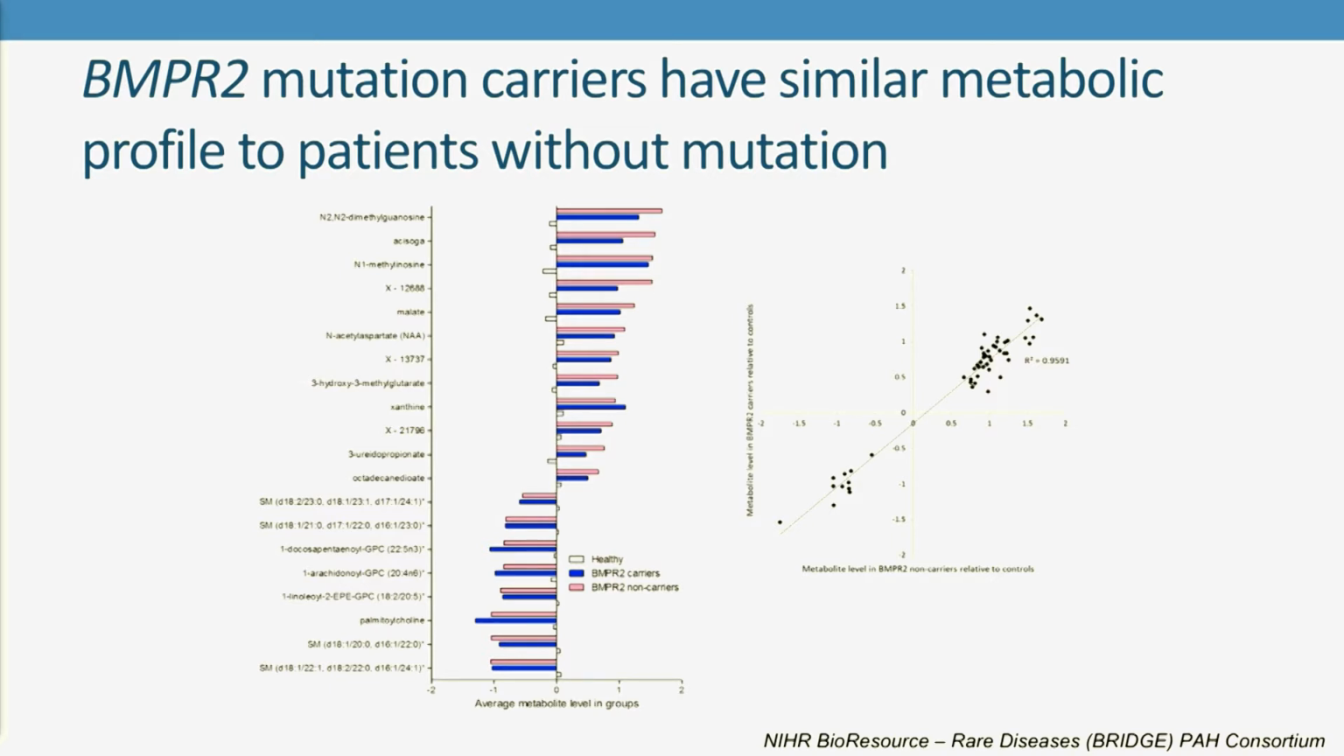This is just a quick slide to show that we did have a look within our PAH population as to whether the BMPR2 mutation carriers, pathogenic mutation carriers, actually had a different profile in the patients that we looked at. The genotype was taken from the study that Nick just presented. We actually saw no real difference in these metabolites between our patients with and without BMPR2 mutations.